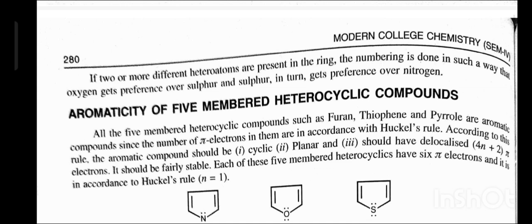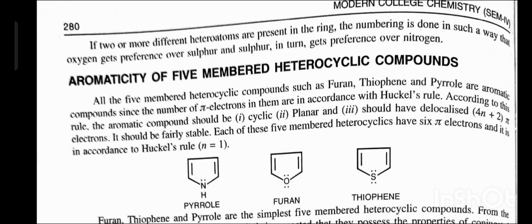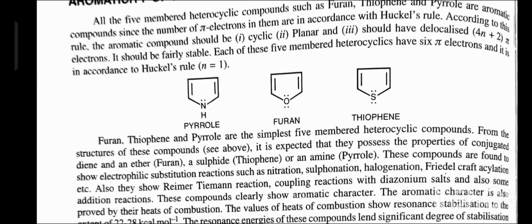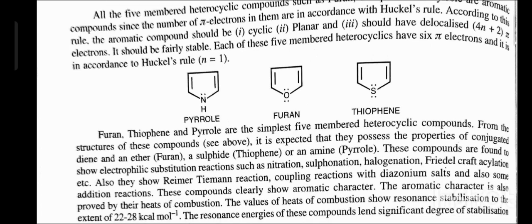Aromaticity of 5-membered ring heterocyclic compounds. All the 5-membered heterocyclic compounds such as furan, thiophene, pyrrole are aromatic since the number of pi electrons in them is in accordance with Huckel's rule. According to this rule, an aromatic compound should be first cyclic, second planar, third should have delocalized 4n plus 2 pi electrons. It should be fairly stable. Each of these 5-membered heterocyclics has 6 pi electrons, in accordance with Huckel's rule, n equal to 1. Furan, thiophene, pyrrole are the simplest 5-membered heterocyclic compounds.